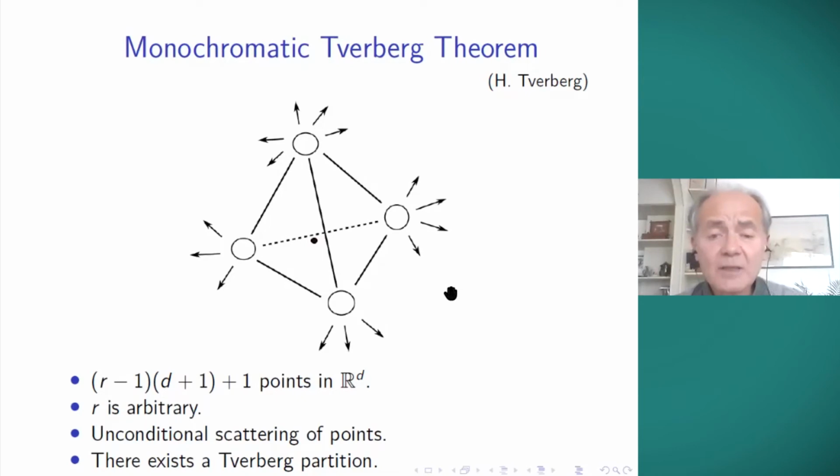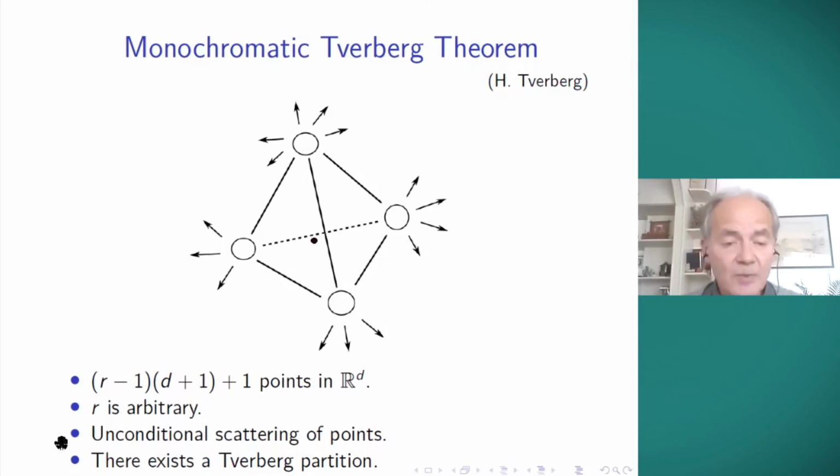But the Tverberg theorem, the original linear Tverberg theorem, says you allow any scattering. You can keep one point fixed, for example, if you like, but you can just randomly distribute all other points in the space. And then the monochromatic Tverberg theorem says whatever you do, you will still be able to find a partition into altogether R disjoint sets so that the convex hulls overlap.